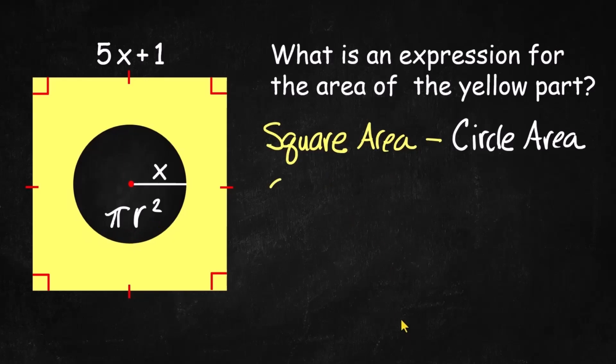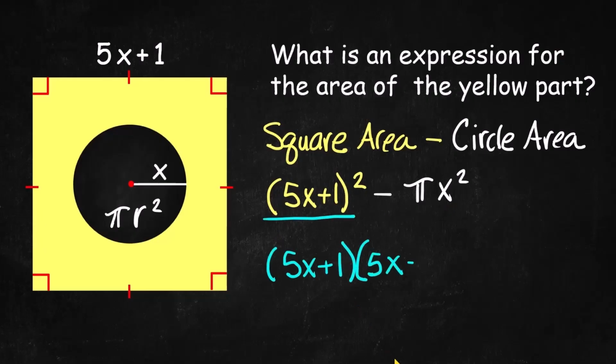So the area of the yellow part would be (5x plus 1) squared. And then you subtract the area of the circle, which I'm going to write as pi x squared because the radius is x. Now, if you don't take any illegal shortcuts, you are supposed to multiply 5x plus 1 times 5x plus 1, and then we would subtract the area of the circle. But let's just deal with this thing first.